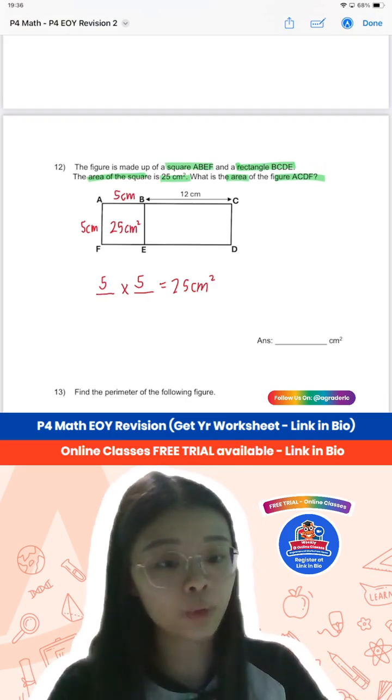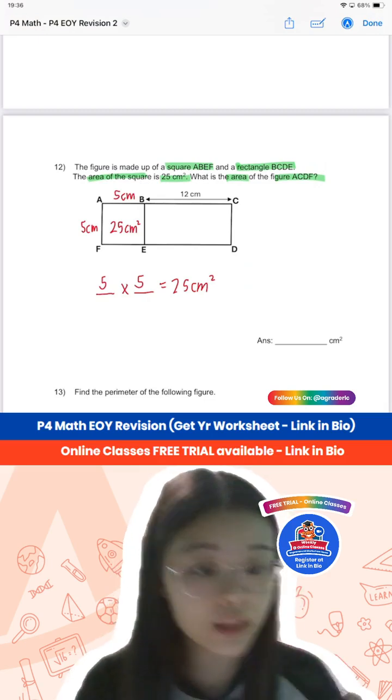Oh, you already do square root in school? No, Sida, this is P4.